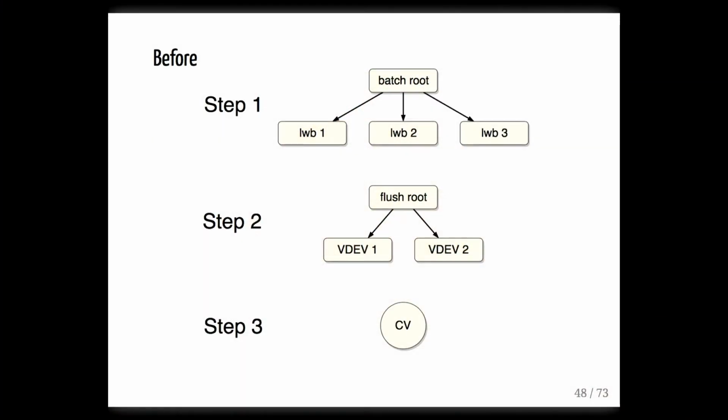The bulk of the changes revolve around three things: changing how ZIL blocks are issued to disk, changing when the flush commands are sent, and changing how we notify waiting threads. Previously, this was a sequential three-step process. Step 1 would consist of creating the ZIL blocks, issuing these to disk, and then waiting for the I/O for all of the blocks to complete.